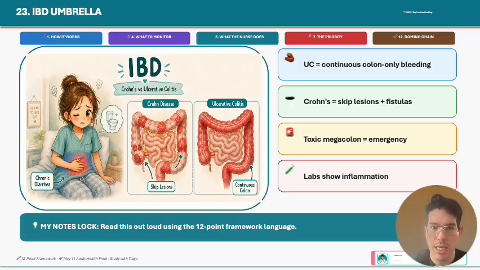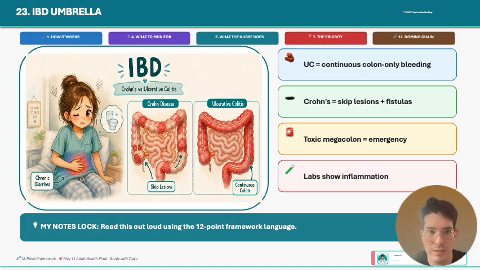Because UC is colon and rectum, continuous and mucosal, and potentially curable with a colectomy, right? Crohn's can happen anywhere from the mouth to the anus, has skipped lesions, is transmural, and is not cured by surgery. That split is the whole exam trap, right? That's the game, okay? You've got to differentiate, okay?